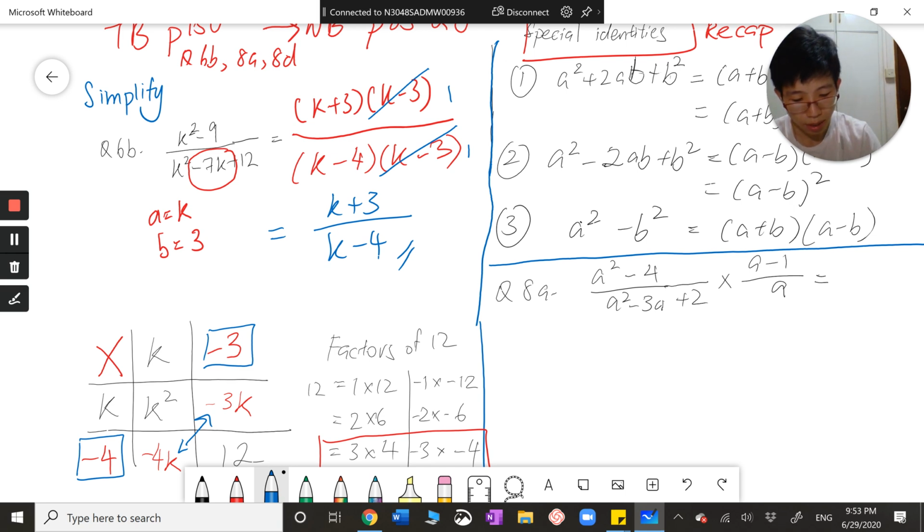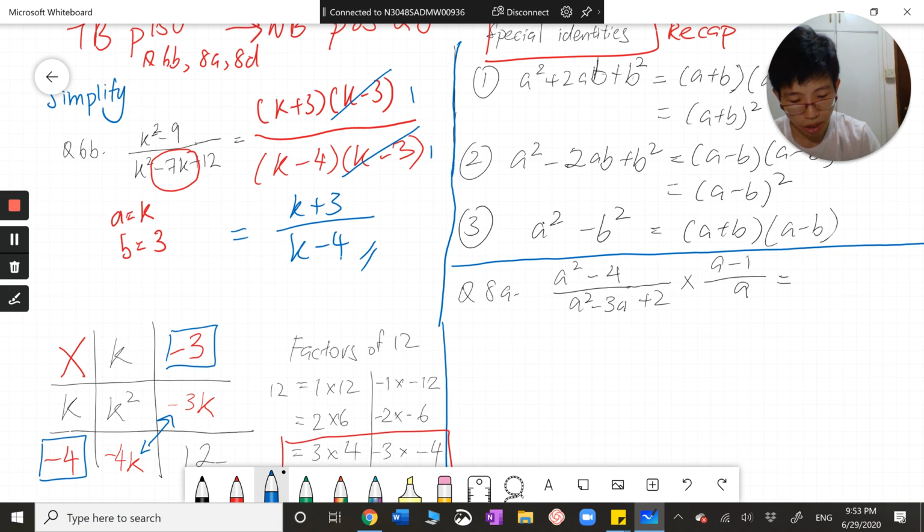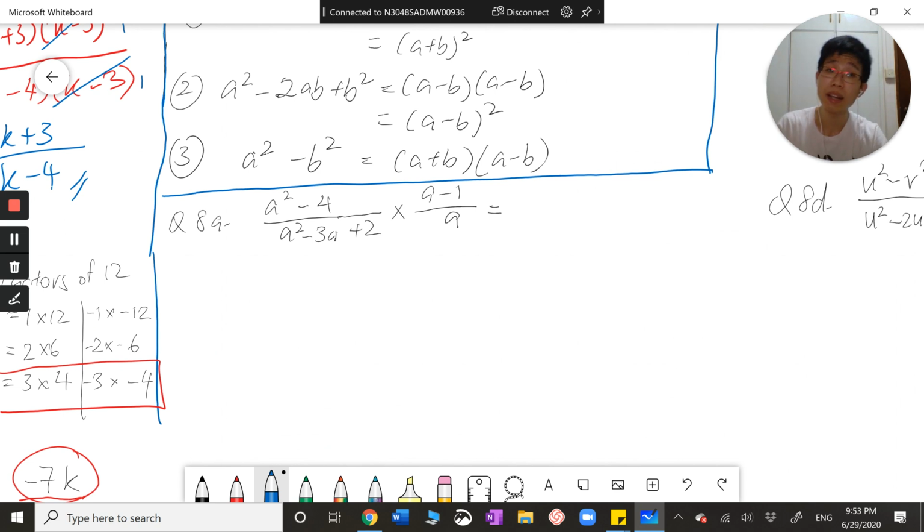So now let's look at question 8a. It's similar also, just that this time, we are multiplying an additional fraction. So how do we do it? So the first step is to factorize any quadratic terms that you can see or any square terms that you can see.